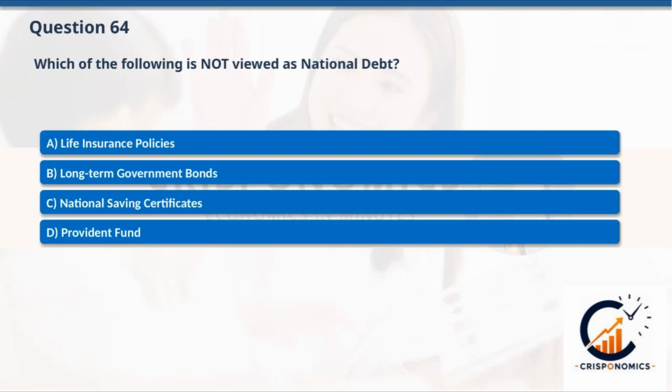Let's look at some common financial instruments: life insurance policies, long-term government bonds, national saving certificates, and provident funds. Now, the question is, which of these is not considered part of the national debt? We know that national debt typically includes government-issued securities and bonds. So, which one stands apart from that definition? This question helps us understand what really counts as government borrowing versus personal or private financial products.